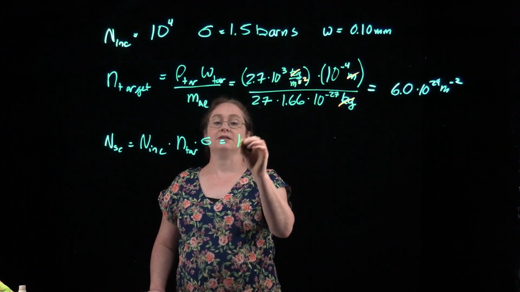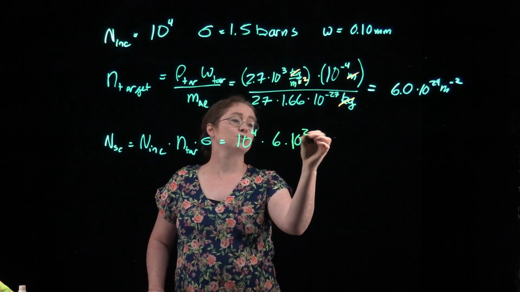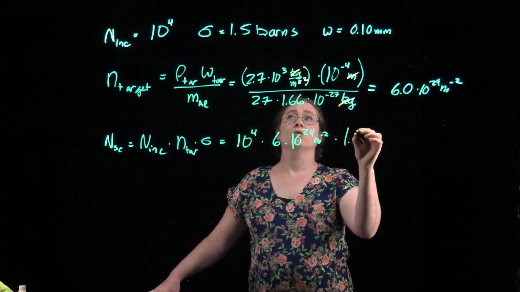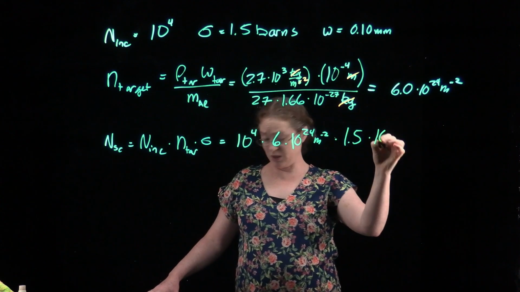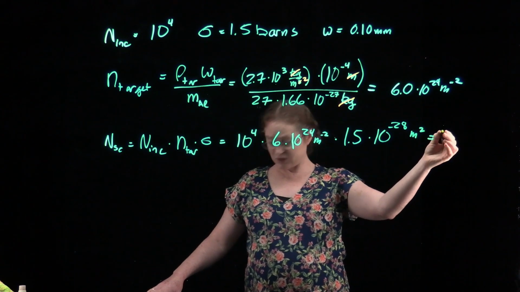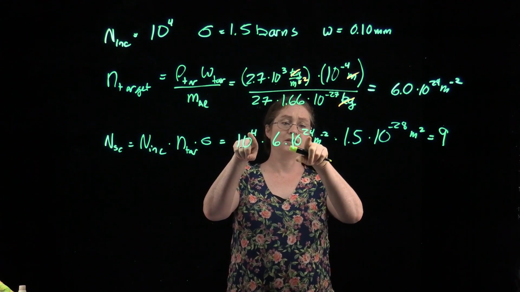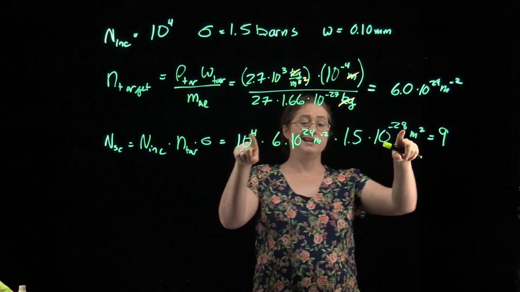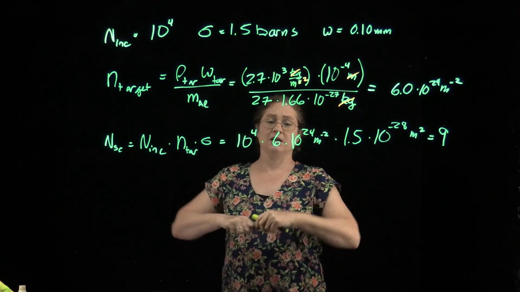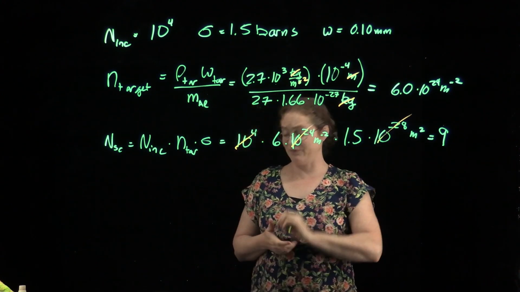And we get 10 to the 4 times 6 times 10 to the 24 inverse meters times 1.5 barns, and a barn is 10 to the negative 28 meters squared, and all of this works out to be 9. So let's collect our orders of magnitude. We've got 10 to the 4 plus 10 to the 24 is 10 to the 28, and that is multiplied by 10 to the negative 28. So all of the powers of 10 cancel out. And we are left with 6 times 1.5, which is 9.